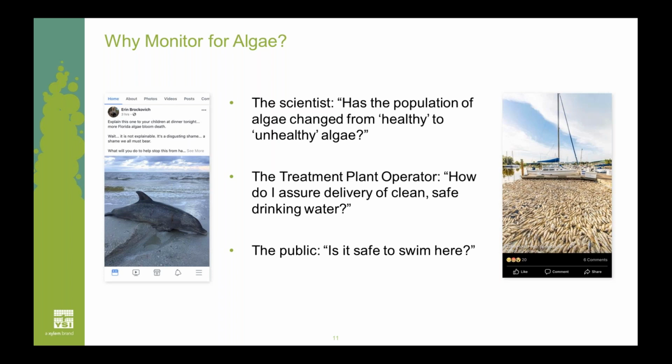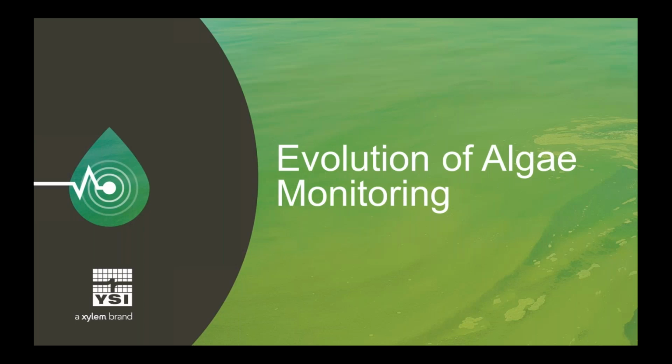Of course, the public may simply want to know, is it safe for me to go to the beach and swim? Probably they figured out the answer is no if they encounter a fish kill like this one in Florida during their red tide last year. But in any case, these different interests have led to very different tools being developed. And I want to talk about the evolution of those tools.